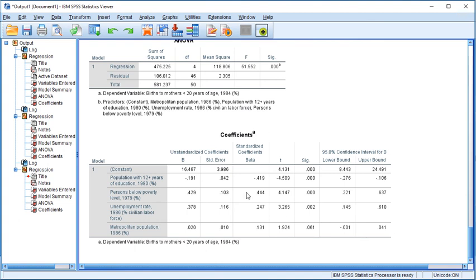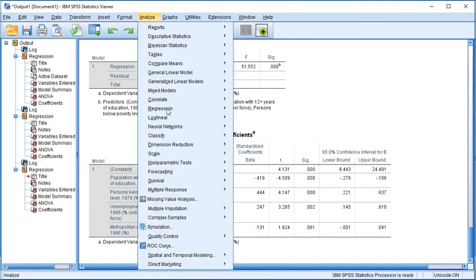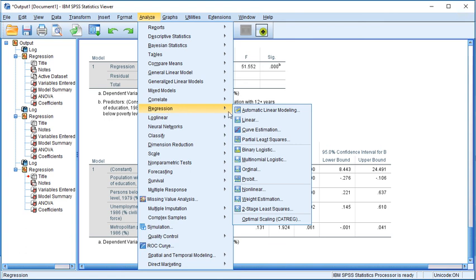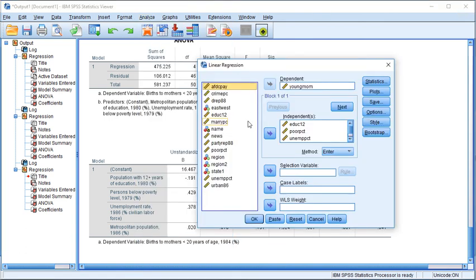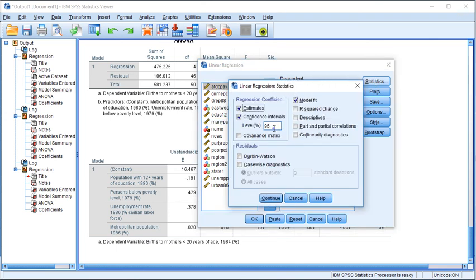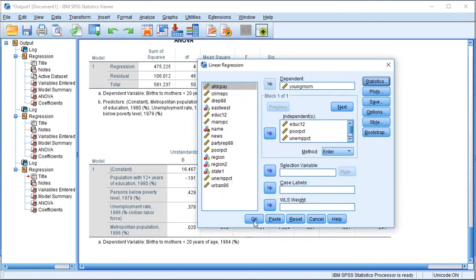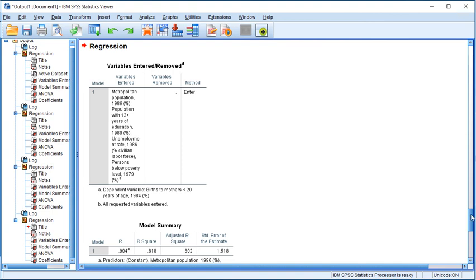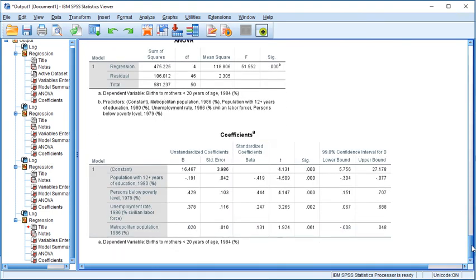I'll come back up to Analyze, come back down to Regression, come over to Linear. Let's say I wanted to change to a 99% confidence level. Click on Statistics. Just highlight that box where 95 is located. Let's say I wanted to make it the 99% confidence level. Click Continue. Now click OK. And we'll notice the exact same output, except now we see that the 99% confidence interval is reported. So those will be different lower and upper limits because now we will have a wider confidence interval. But again, we make the same conclusion.